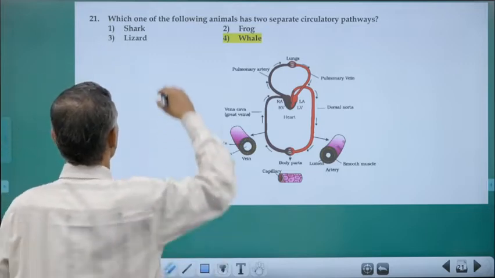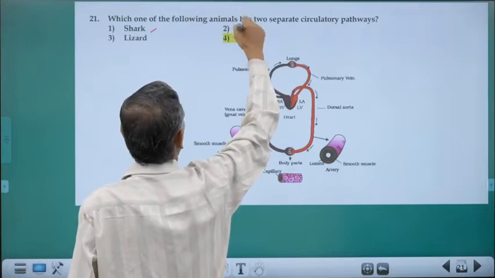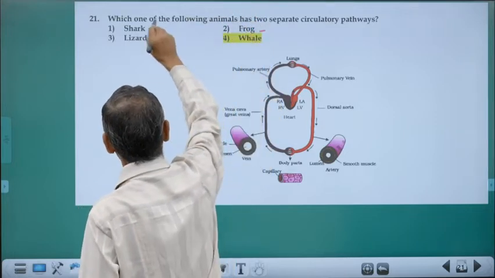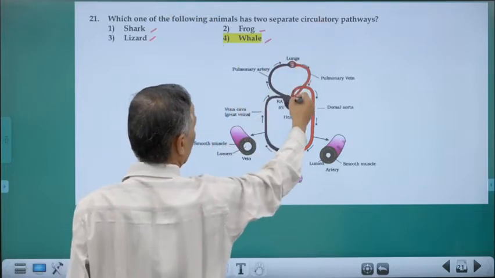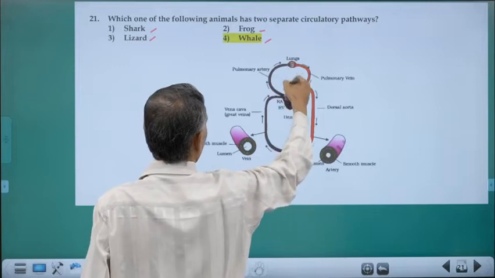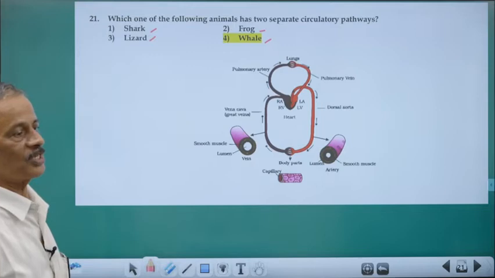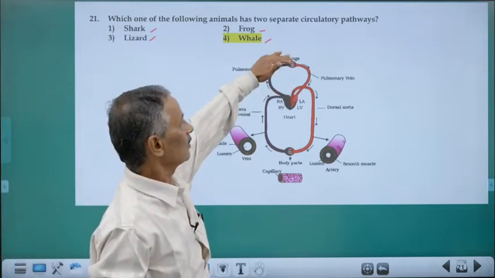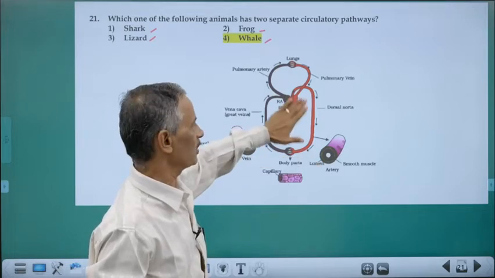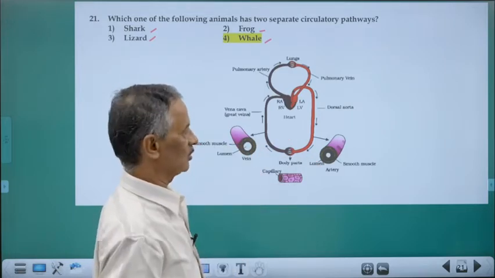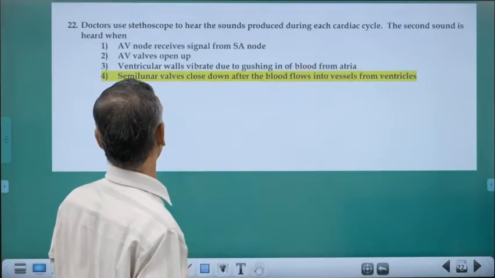So, we are having shark. Shark is a fish having single circulation. Frog, incomplete double circulation. Lizard, reptile, incomplete double circulation. Whale, a mammal. See, there is no mixing. The blood is always flowing in these two paths. You are having two circulations. One circulation to the lung, lesser circulation or pulmonary circulation. Second circulation, greater circulation or systemic circulation. Blood is never mixing together. This is because the ventricle is completely separated.